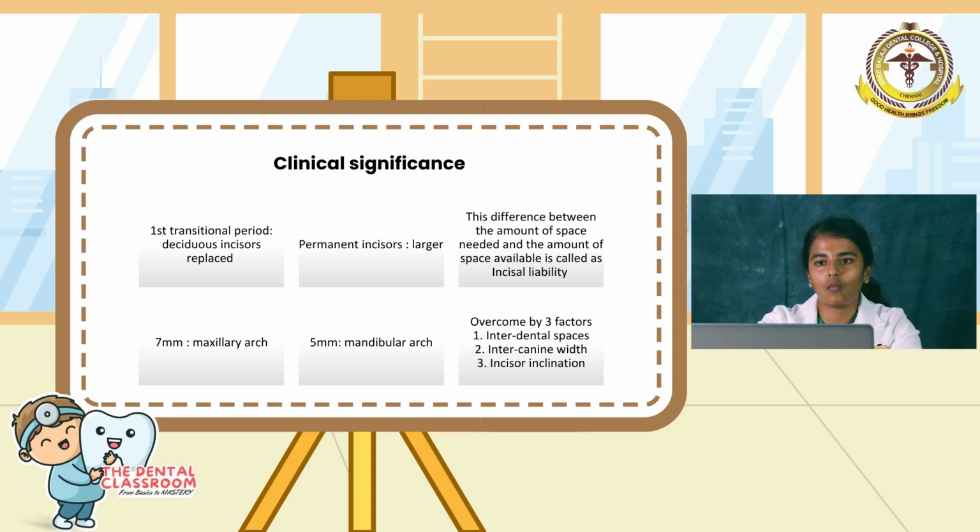Next is the intercanine width. As the child grows, the intercanine width increases because of the development of the dental arch, which also contributes to the difference between the space available and the space needed. Next is the inclination of the incisor teeth. The incisor inclination is greater in the permanent dentition when compared to the primary dentition, which also helps to compensate for the difference seen between the primary and permanent incisors.